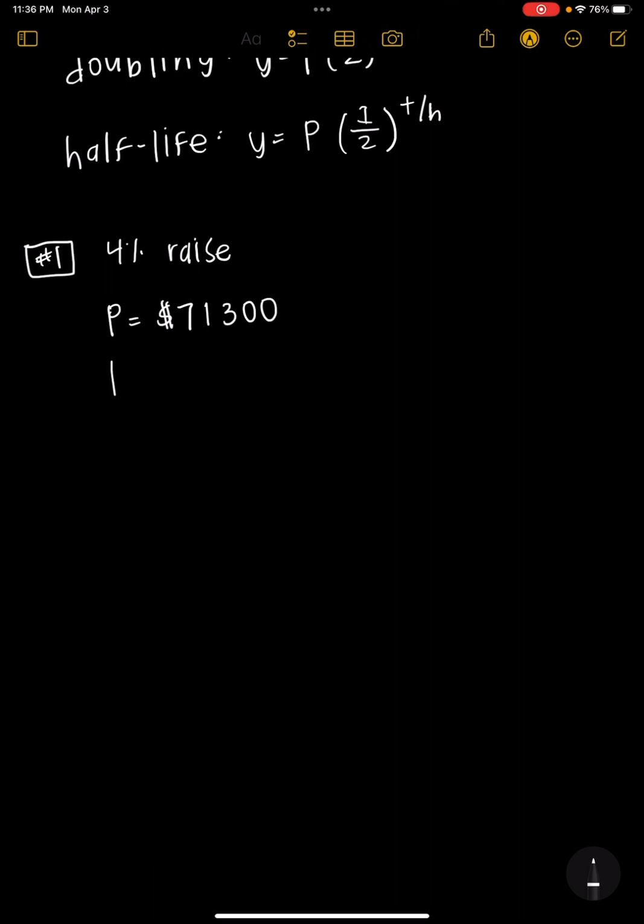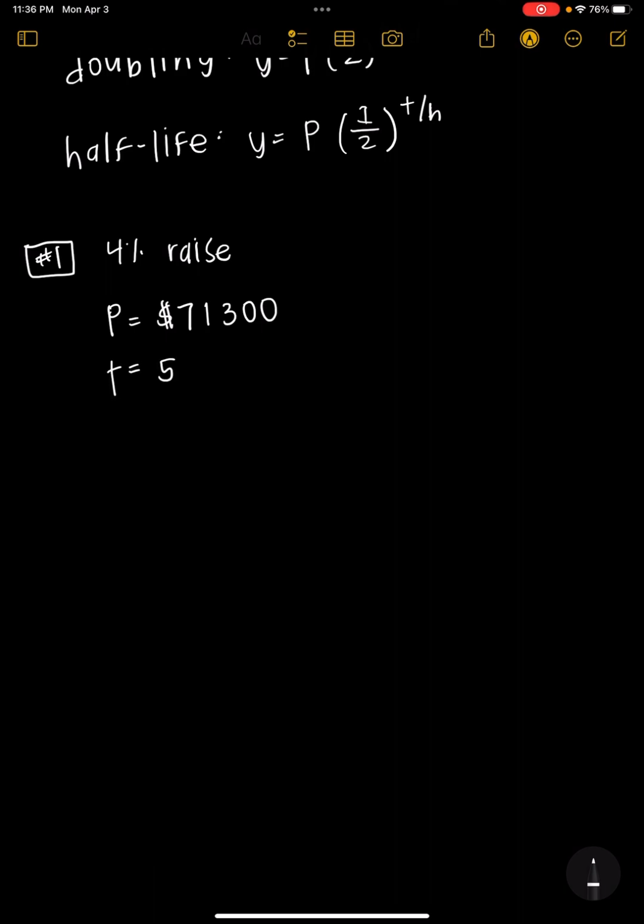So I'm not going to write down the examples because you have them in front of you, but I will write down the important stuff. So for example 1, an employee receives a 4% raise once per year. The employee's initial salary, which automatically clues me in that it's a P, or a starting amount, is $71,300. And what is the employee's salary after 5 years? So, okay, that's a time frame, so we're going to say t is equal to 5.